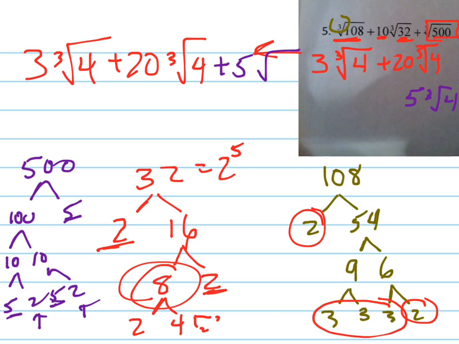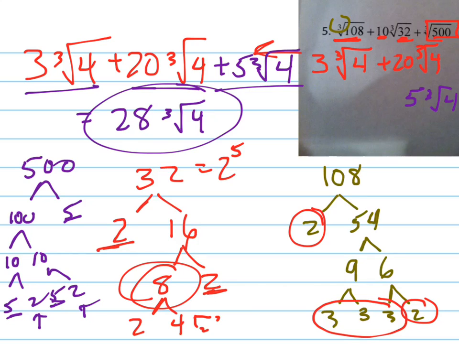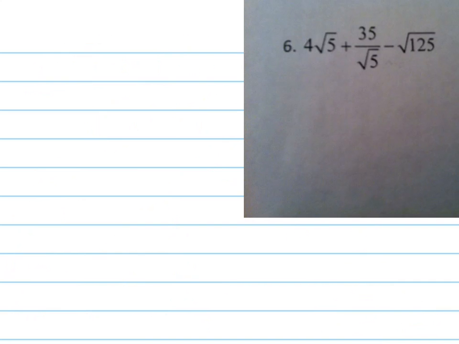because now what I can do is add these 3 terms together because they're all cube roots of 4. I've got 3 cube roots of 4 plus 20 cube roots of 4 plus 5 cube roots of 4, which equals, when I add those together, 28 cube roots of 4. And that's your answer. One more example.